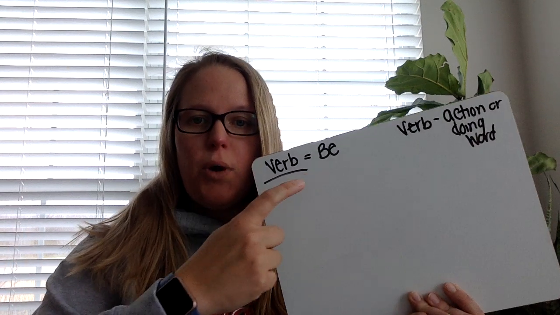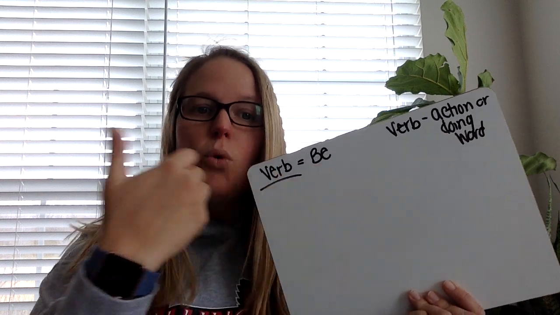Okay, so for today's lesson, we are going to work on verbs and our form of the verb be. Okay, so let's start at the very beginning here. Let's review what is a verb. Good, it is an action or a doing word. Okay, a verb is an action or doing word.